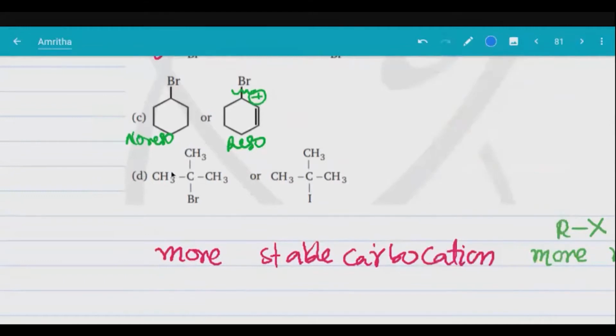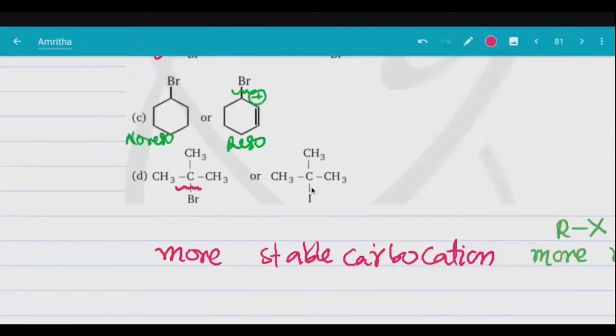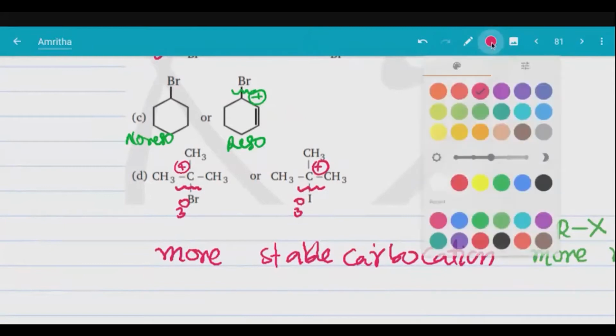Both are forming tertiary. If you break this carbon halogen bond here, both of these will form tertiary. But what we are comparing here is reactivity, which reacts faster, which means leaving group ability. Leaving group matters. Yes.